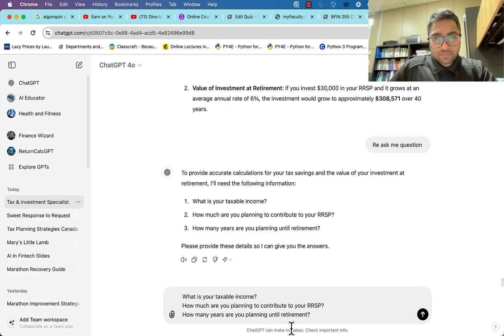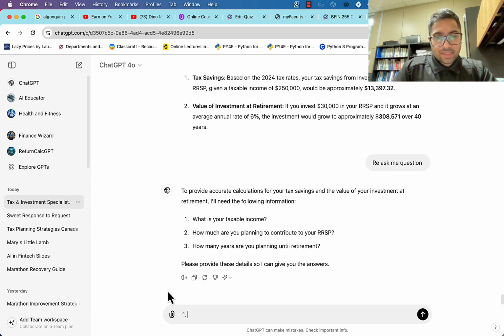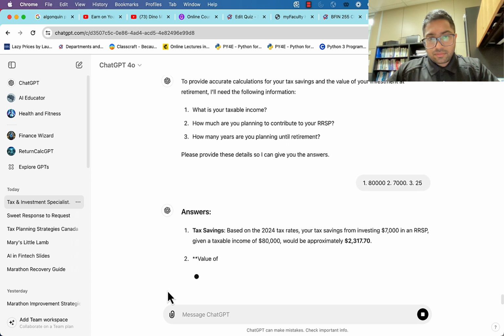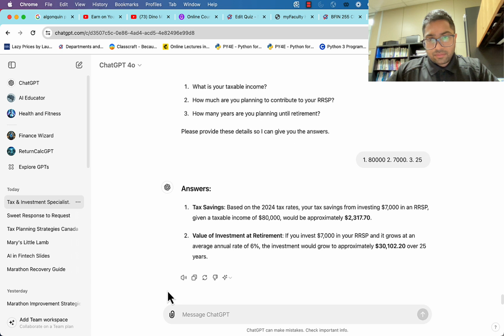Taxable income. So let's answer it. Taxable income, let's say $80,000. Then how much are you contributing in RRSP? $7,000. And your retirement years, 25 years. Simple. So it's like a program now. It will ask you a question, you will provide your client's information, and it will tell you how much tax saving will they have, and if they invest that RRSP money till their retirement, how much it will grow to.